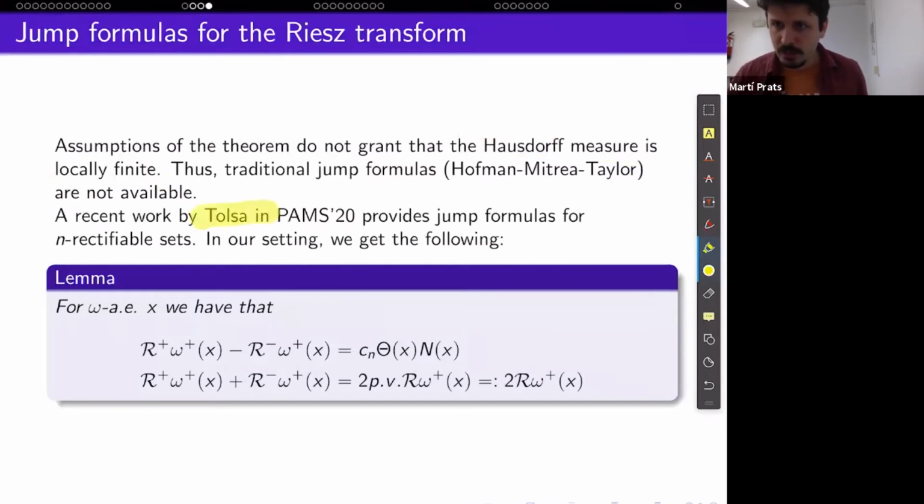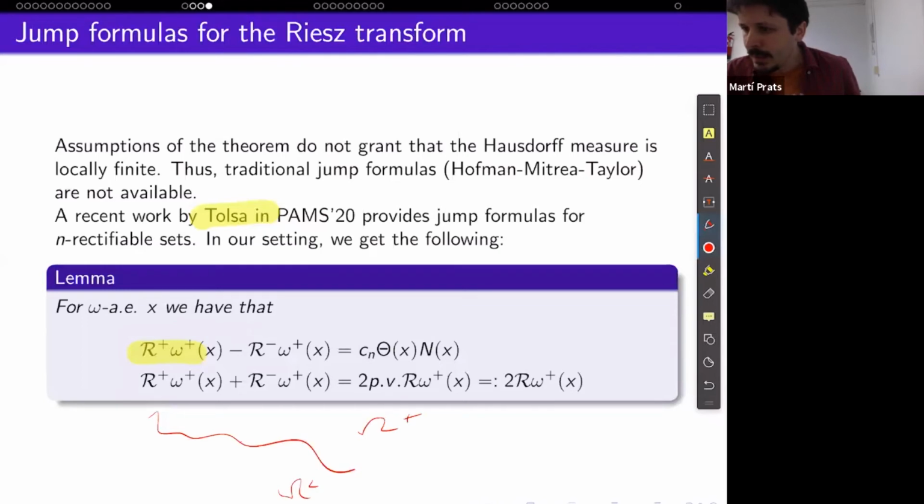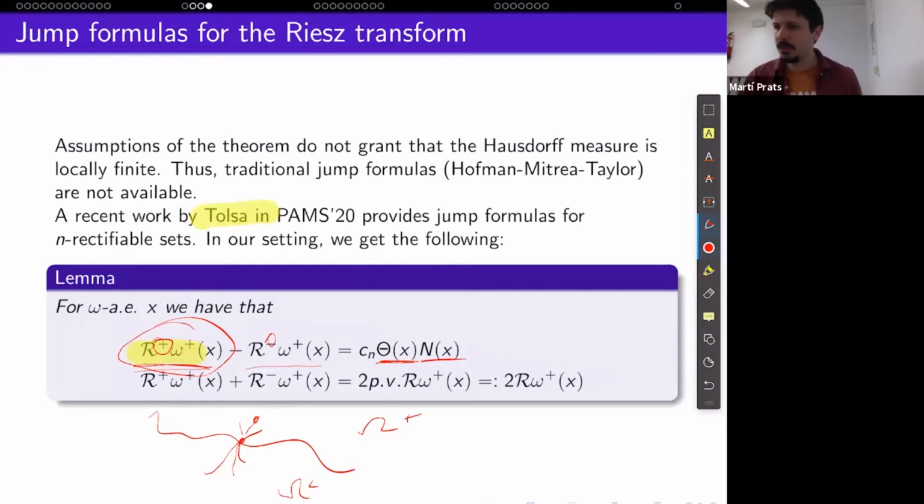This is much more general, but in our setting, our formulas are the following. The R plus, so the Riesz transform when you approach the boundary from the exterior, so you have here omega plus, omega minus, you have a point X, and the non-tangential limit of the Riesz transform approaching from the inside is this thing here. This R plus means the non-tangential limit from the outside. Now the difference between the Riesz transform when you approach from outside and inside is exactly the density times the normal vector times the dimensional constant that we don't care about.